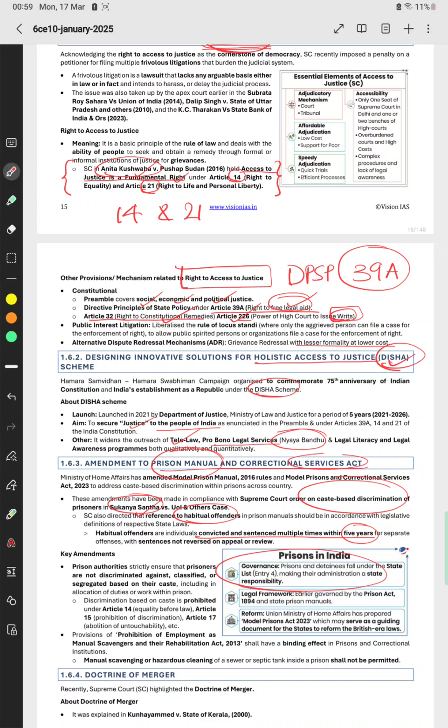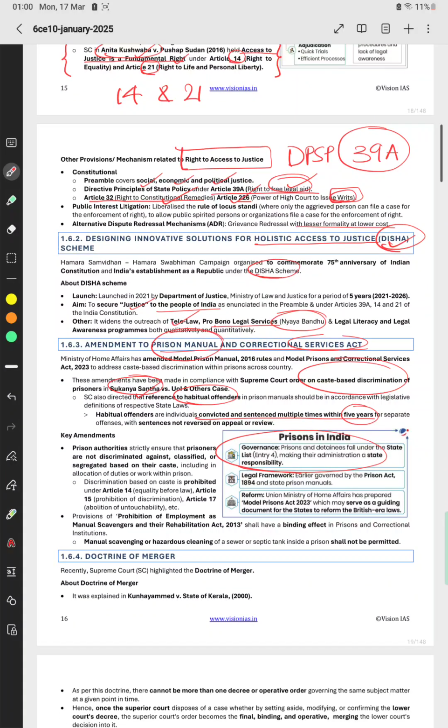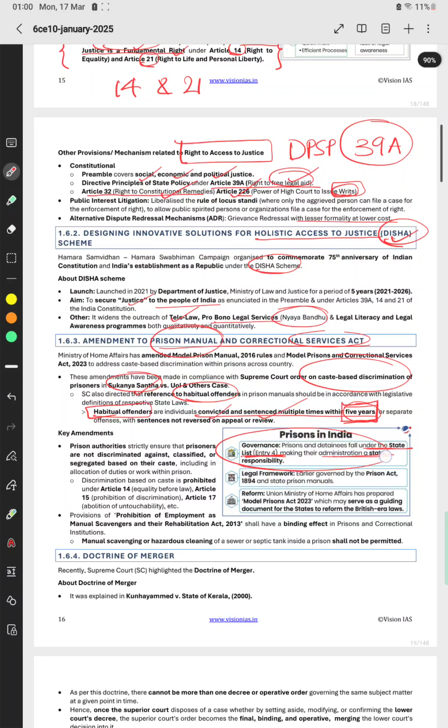These are very discriminatory and should be changed. Based on that, the amendment to the Prison Manuals and Correctional Service Act is passed. There is a sentence on habitual offenders: those convicted and sentenced multiple times within 5 years are called habitual offenders. Prison comes under entry 4 of the State List, making administration a state responsibility.